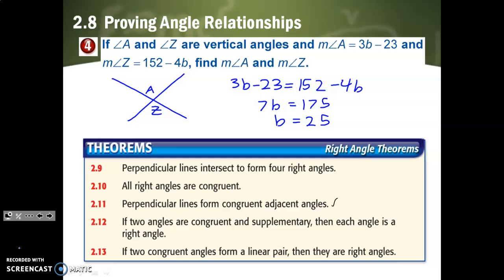And then at the bottom, just right angle theorems. Just more you know about right angles. I think if you read through those, you'll say, oh, that makes sense. So I'll just let you read through those.